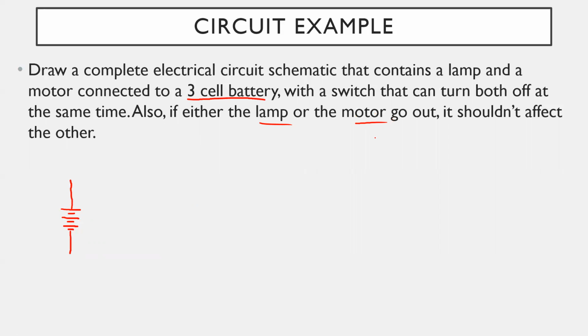Now we want a switch that can turn off both at the same time. What's interesting about that is that means our switch should be placed outside of our parallel circuits so that it affects the whole thing. Safest place to put it is pretty darn close to the battery, right? So I'm going to put my switch right here.